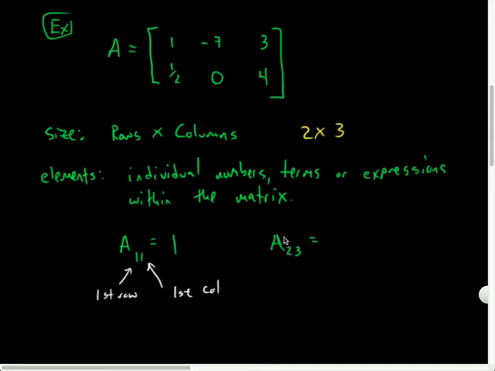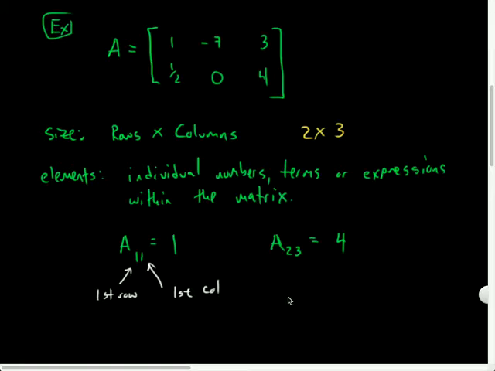So A23 would be the second row, third column. So that would be the element that's the 4, correct? Because it's the second row, 1, 2, 3, third column. So the intersection, bam, crosshairs. So rows and then columns. The way you remember columns is columns are vertical, just like in some sort of Greek structure, right?